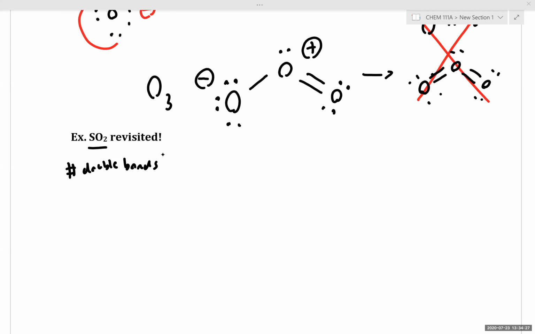It's not wrong. It fulfills the octet rule. It certainly looks reasonable. But if we look at the formal charges, the formal charge of oxygen is 6 minus 6 minus 1, which is negative 1. And the formal charge of chlorine is equal to 7 minus 2 minus 4, which is plus 1. Now, if we have adjacent opposite formal charges, how can we minimize our formal charges? What do we do?